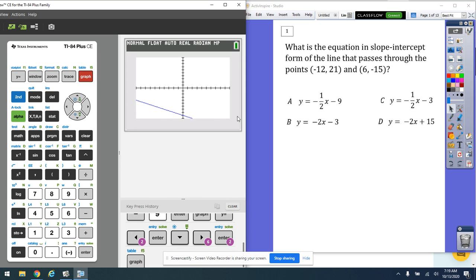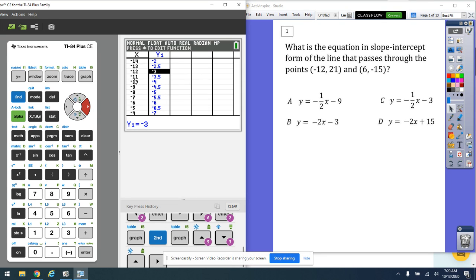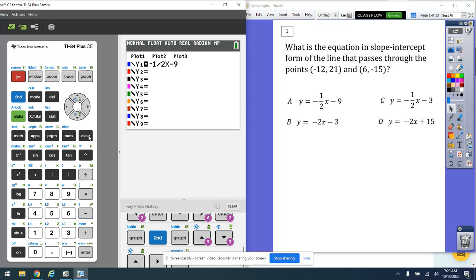The easiest way to see if these points work is to do second, table, and then go to those x values. At first it says -12, so I go all the way up to my -12. If I take a look, -12 is at -3. So A is not our answer because it has to be 21 for this part. It's pretty much guess and check here. I know the first one doesn't work, so let's try answer choice B.